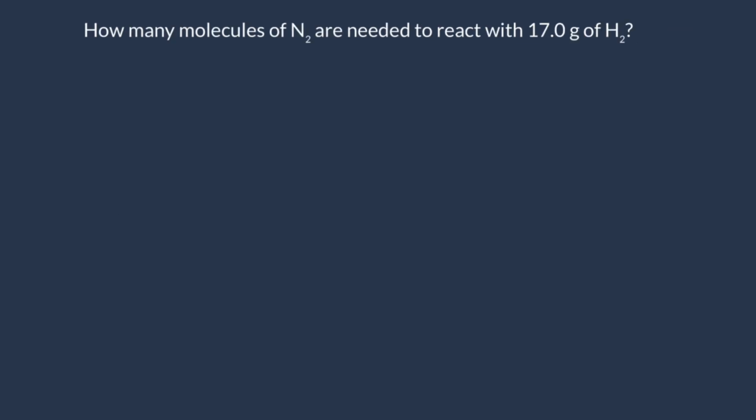Now, the given question is how many molecules of nitrogen are needed to react with the 17 gram of hydrogen. So what we have to do, the first point is write the balanced equation: N2 plus 3H2 gives rise to 2NH3. This is a balanced equation. Then we have to take one path for how to calculate this. First, check what they have given: how many molecules of nitrogen are needed to react with the 17 gram of hydrogen.